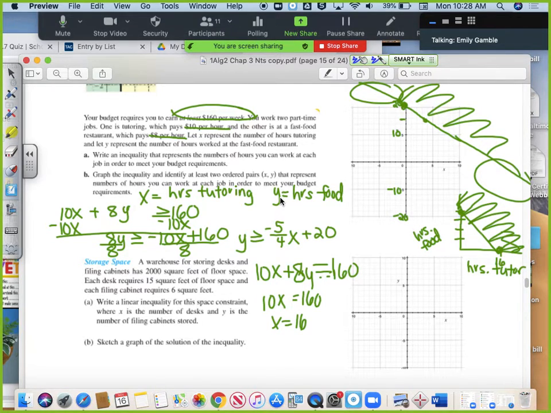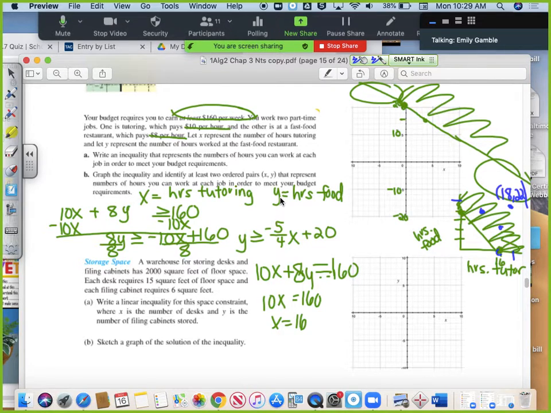Like this number here is 16, and then up here is 20. So if I just chose a random point, let's say I choose this point here, and say that this point is 18, 22. If I use that point here, that point will be a solution because it's in the solution region. And I could double check by taking 18 hours tutoring, multiply it by $10 per hour plus $8 per hour times $22 at the food restaurant. I'm going to get more than $160 total. So you can choose any point that's in the solution region, and those points will all work.